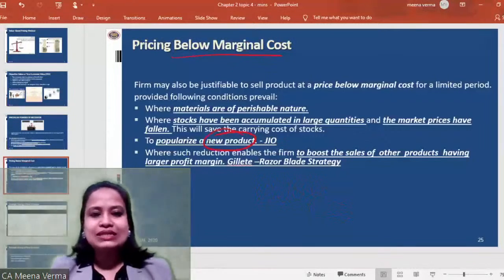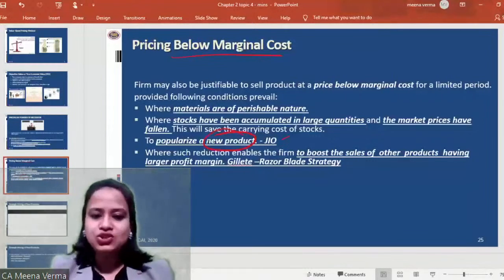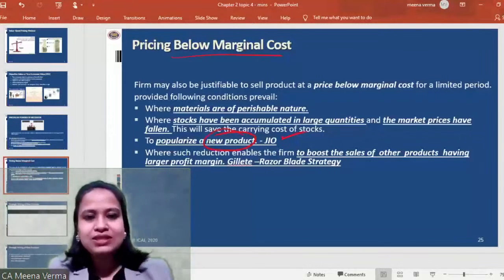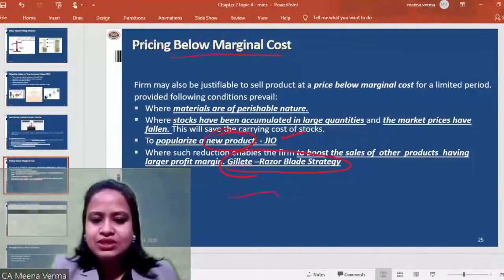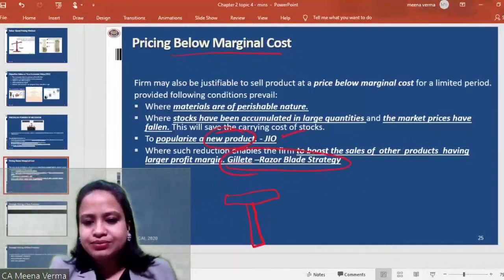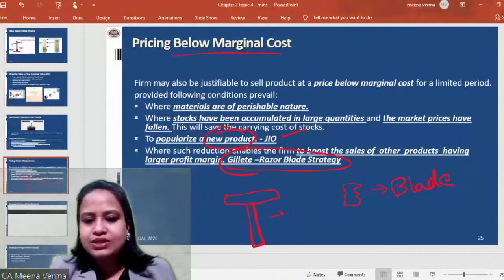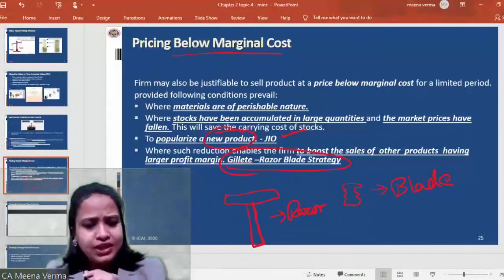Now the next is, so this is the case of where you are selling your product less than the marginal cost, Jio. Now the next is Gillette, okay, razor blade strategy. For Gillette, I will say razor blade strategy. You will see, this is the razor, okay, this is the razor, and I think this is the blade, okay, razor and blade.